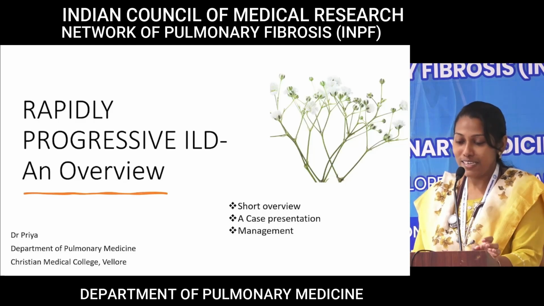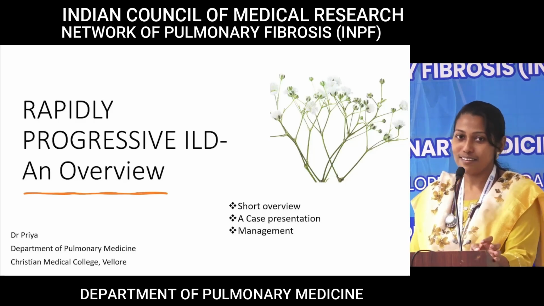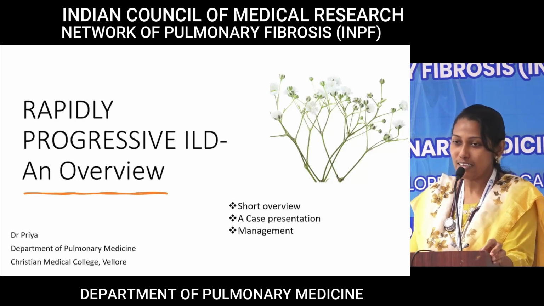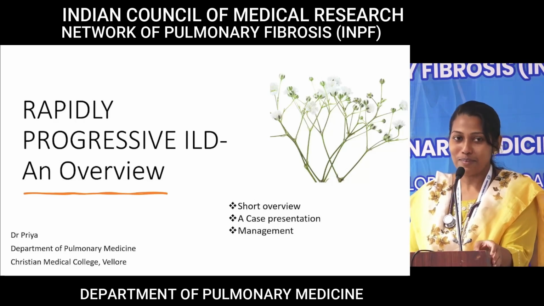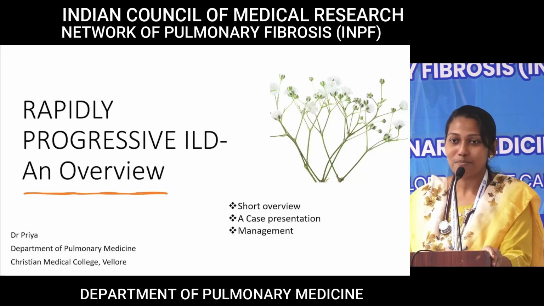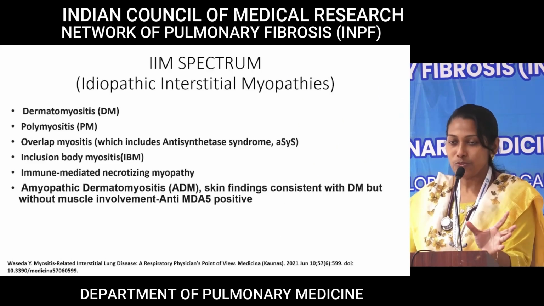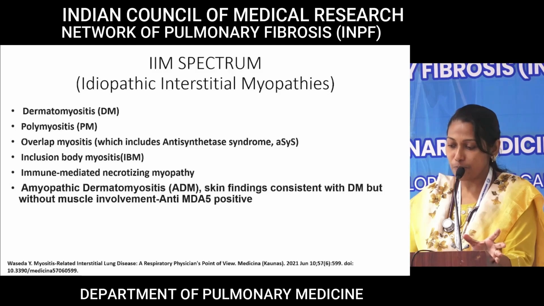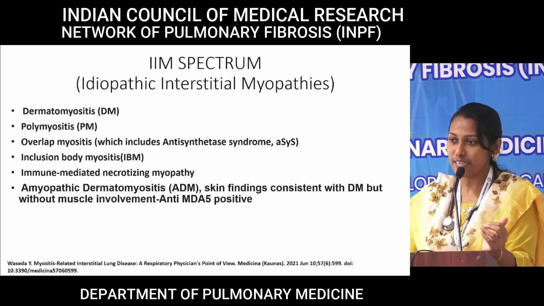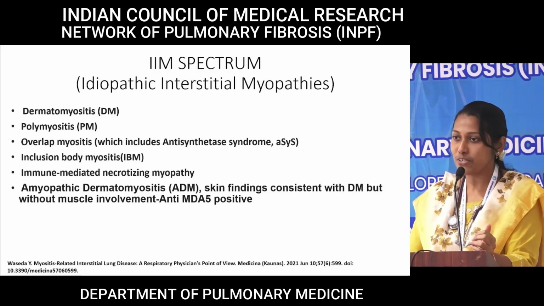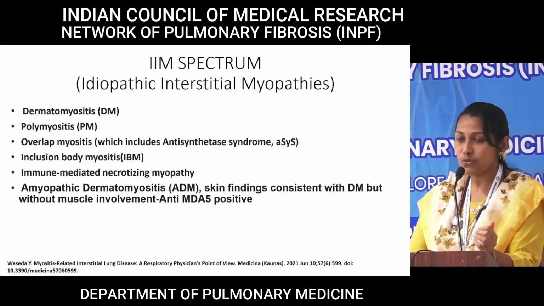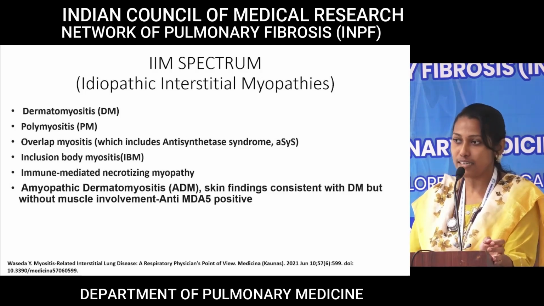We'll be rapidly going through, in the next 15 minutes, the rapidly progressive ILD, because as the previous speaker, ma'am, had already covered most of the myositis-associated ILD as well. Usually the idiopathic inflammatory myopathy is a spectrum of disease which includes dermatomyositis, polymyositis, an overlap, inclusion body myositis, and immune-mediated necrotizing myopathy.